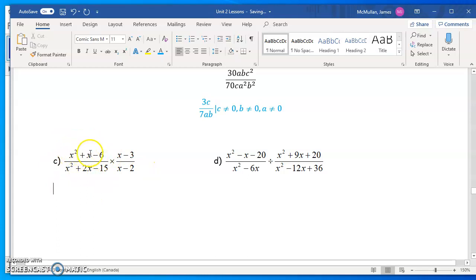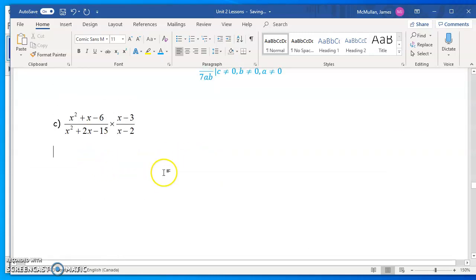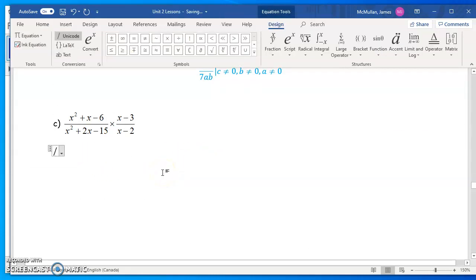We're doing x squared plus x minus 6 times this on the top. So again, let's just push D to its own page and we'll just look at this one. So we'll do x minus 3 over x minus 2. Okay, so that's what we've got going on here so far. I'll make this a little bit bigger so it's a little easier to see.